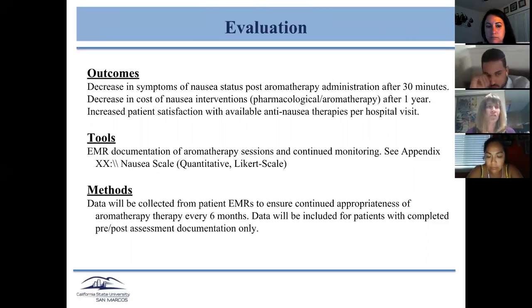Decreased cost of interventions means a reduction in hospital-related costs for the hospital and the patient. Reduced use of pharmaceutical nausea medications in patients who utilize adjunct nausea interventions will be evaluated at 1 year. Patient satisfaction with adjunct therapy will be documented on the nausea scale tool located in the electronic medical record as a scale of satisfaction from 1 being very unsatisfied to 5 being very satisfied, and will be documented per patient's hospital visit.